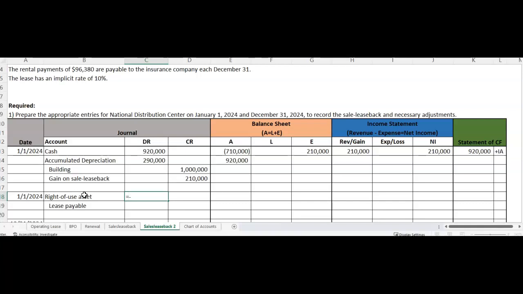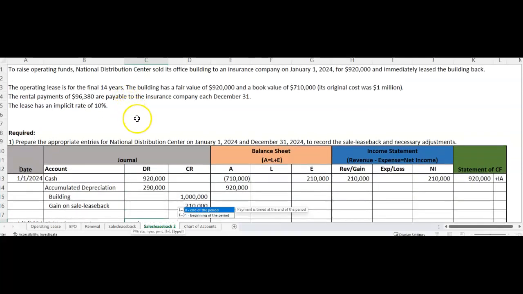So we're going to do a PV calculation, because that's what we need. We've got an implicit rate of 10%. These are annual payments, so we're good there. Our periods would be 14 years. Our payment would be $96,380. There is no future value, and I'm pretty sure it was due at the end.